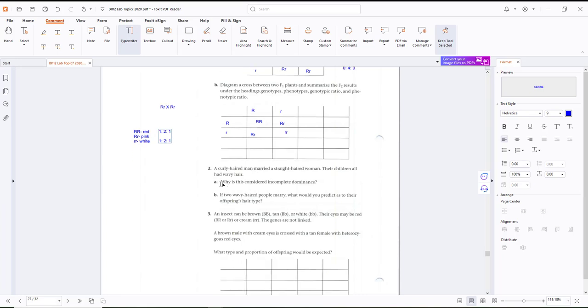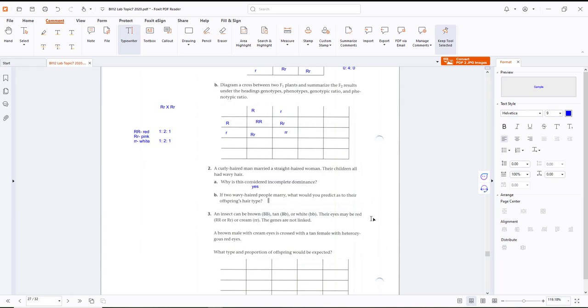Number 2, a curly-haired man married a straight-haired woman. Their children all have wavy hair. Is this considered incomplete dominance? So you have curly and straight makes wavy. I'd consider that incomplete dominance because wavy hair is kind of in between curly and straight. So if we have two wavy-haired people marry, what would you predict their offspring's hair type? Okay, so you can choose any letter of the alphabet.